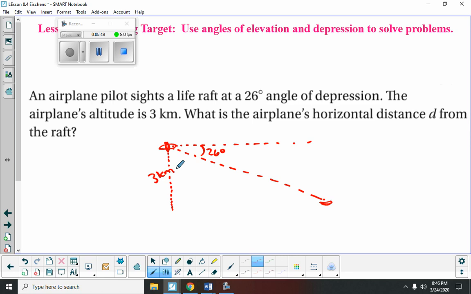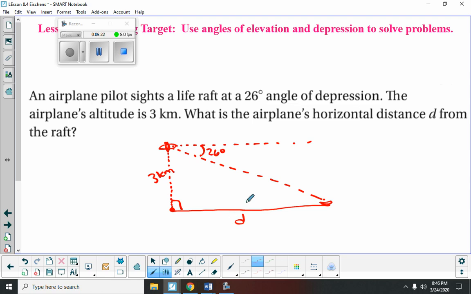What is the airplane's horizontal distance? If you're measuring from right here to how far it is, that's the horizontal distance to the raft. So we're going to call this a D. Now, if it was the type of problem that said the airplane was going to fly straight down, how far would it be flying? It would be talking about this length right here. But it's asking for the horizontal distance. So that's from here to here. All right, so now we'll label. Okay, so this is the angle, and you'll notice I don't have numbers here.